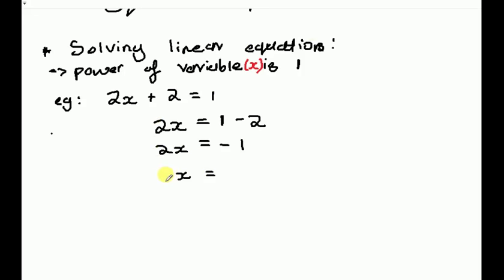So let me show you using a different color. So I'll say 2, and you know here you have negative 1. So you divide by 2. You don't really need to show division by 2, but if you don't want to get confused, you can just do that. Then what you're going to have will be this.